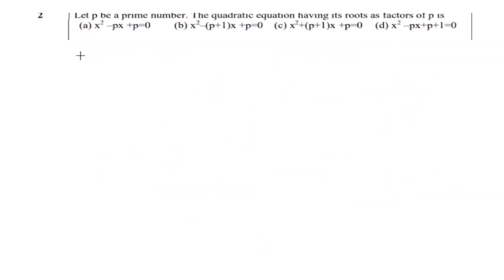Now we will see the second question. Let p be a prime number, the quadratic equation having its roots as factors of p. So p is a prime number. So factors are p and 1. These are two factors, right? Factors of p are p and 1, 1 and the number itself. So roots are p and 1. So alpha is equal to p, first root is p and second root is 1.